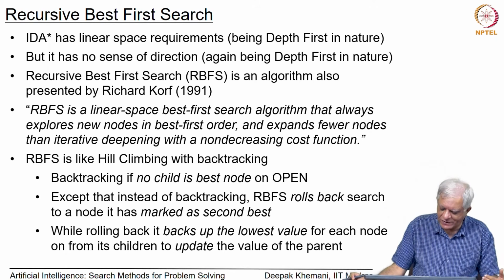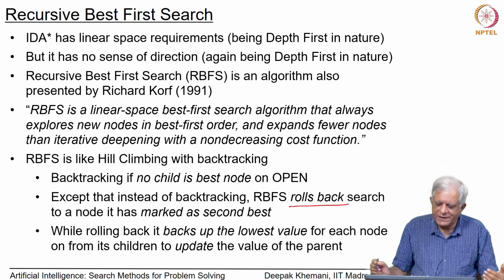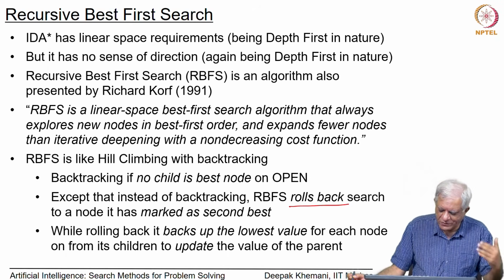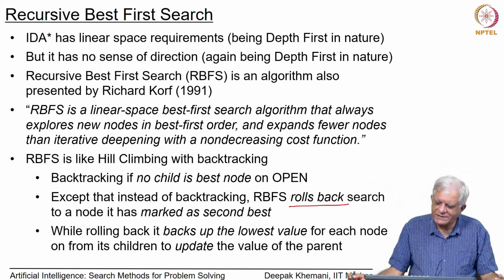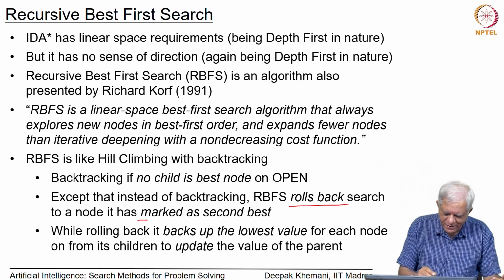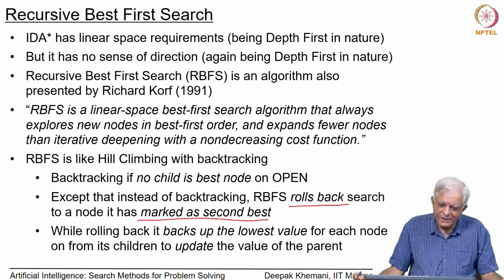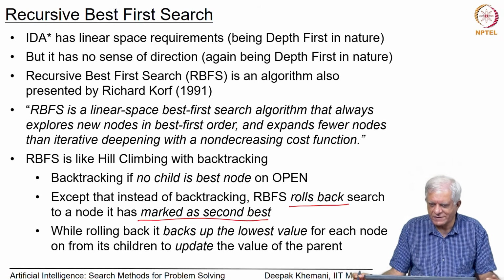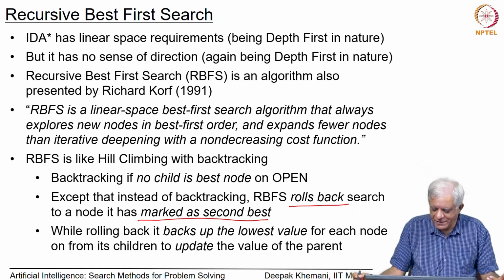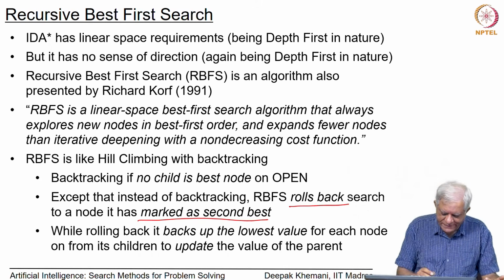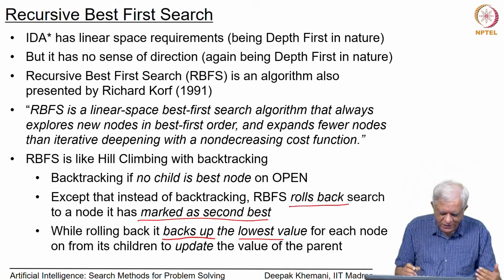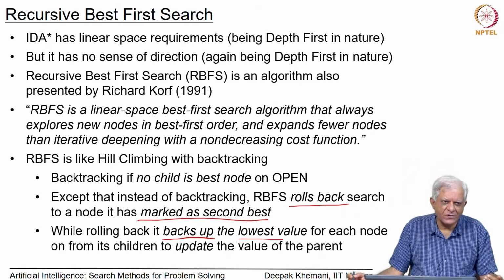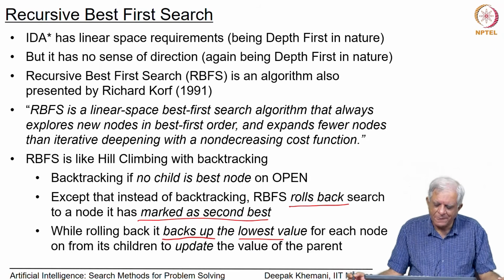RBFS does not backtrack, it does what they call rollback. By rollback you mean you just undo what you did and go back to some ancestor, and the ancestor is the one which is a sibling of a node which has been marked as the second best node. So, rolling back by itself would not help, because then you would come back to the same path, because the f values are the same. So, what RBFS does is that it backs up the lowest value for each node and updates the values of its parents as it rolls back. So, this is a key feature of RBFS, that it rolls back and updates the value. So, let us see that with an example.